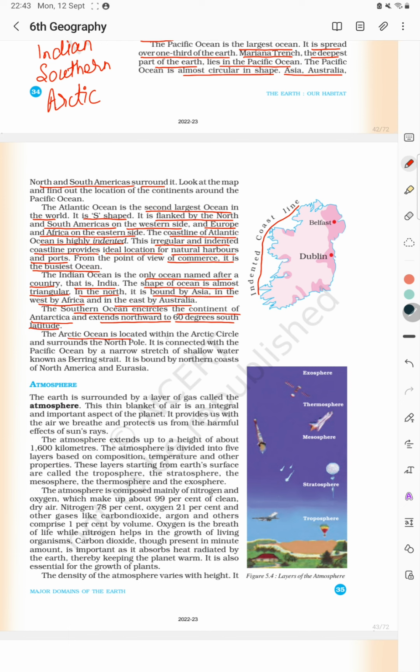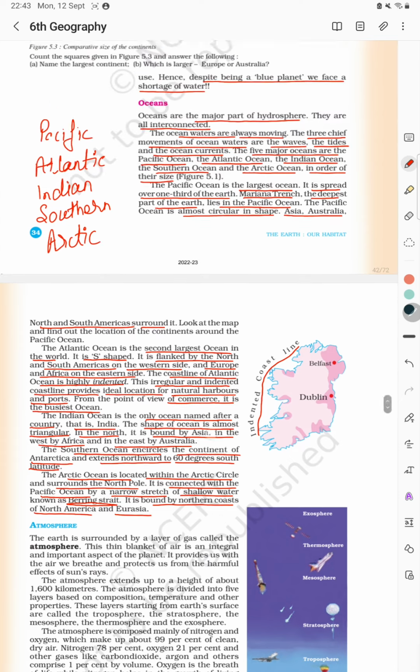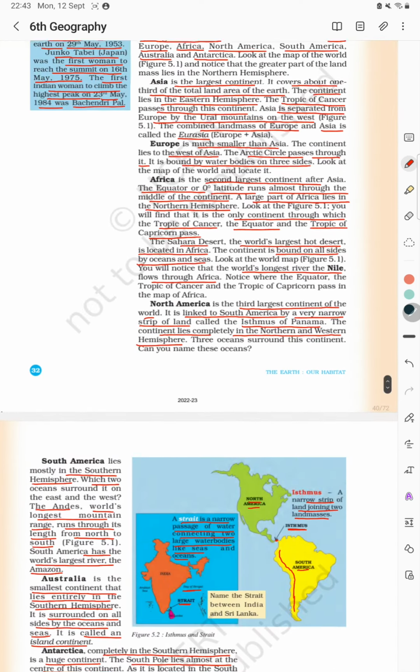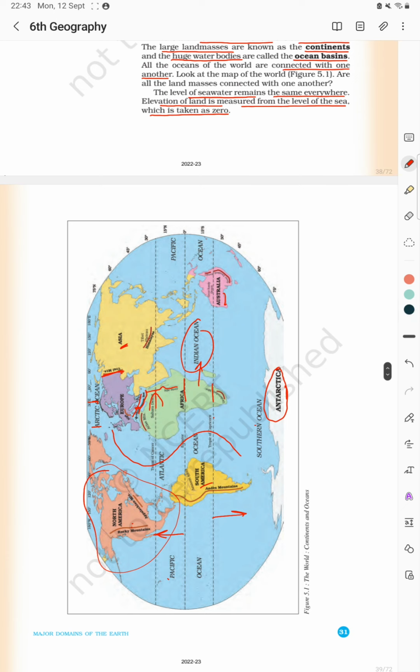Then the Arctic Ocean is located within the Arctic Circle and surrounds the North Pole. It is connected with the Pacific Ocean by a narrow stretch of shallow water known as the Bering Strait. It is bound by the northern coast of North America and Eurasia. Let me show you the Bering Strait. So this is the Pacific Ocean, this is the Bering Strait, this is the Arctic Ocean, this is the Pacific Ocean. So this is the Bering Strait.